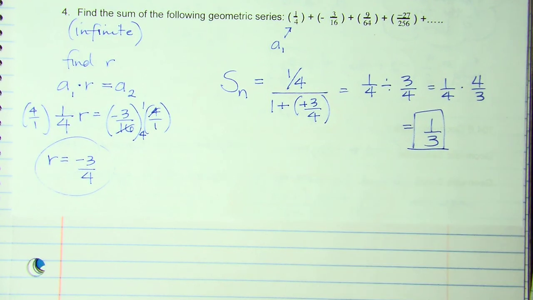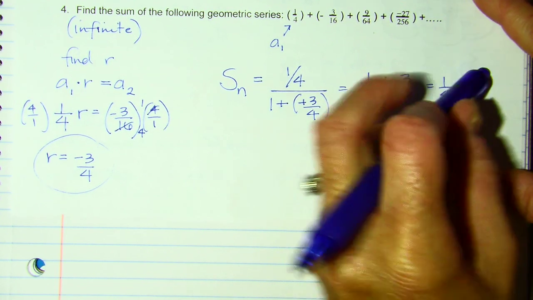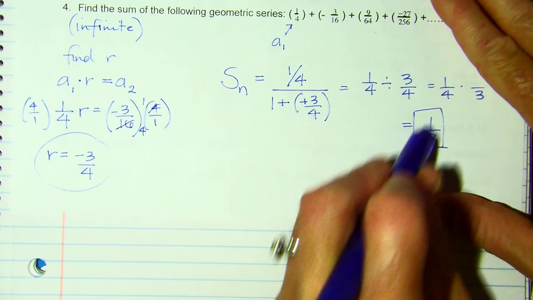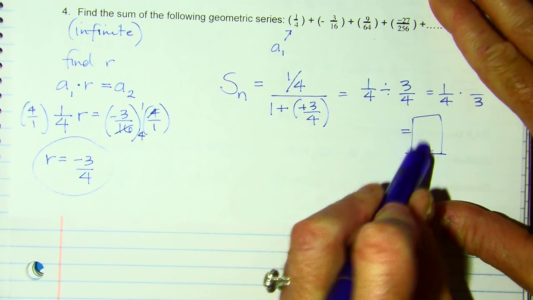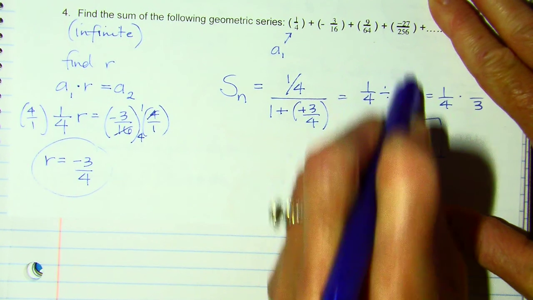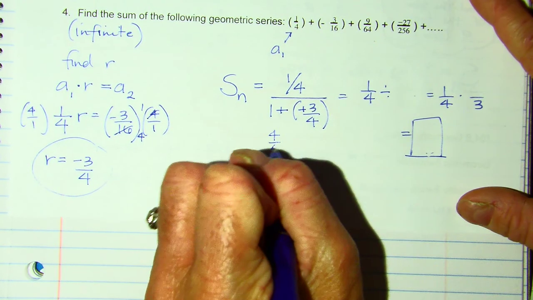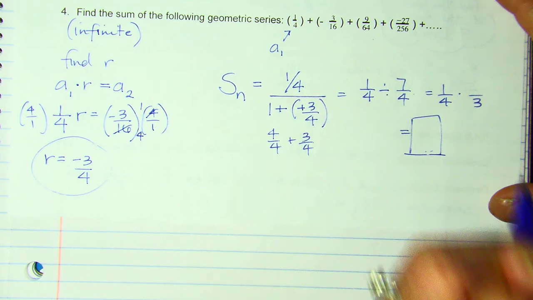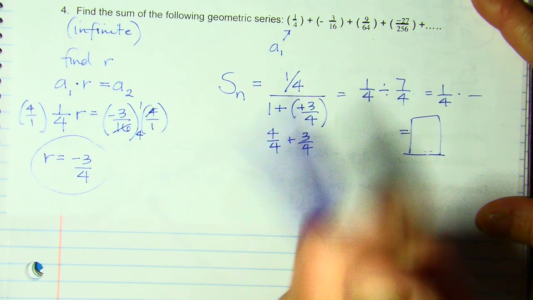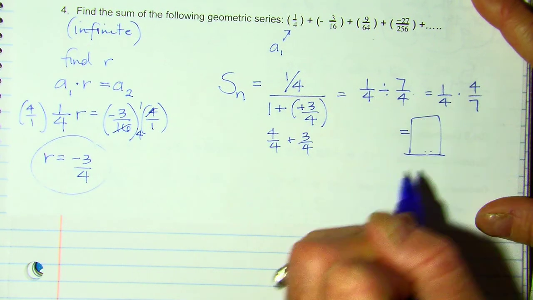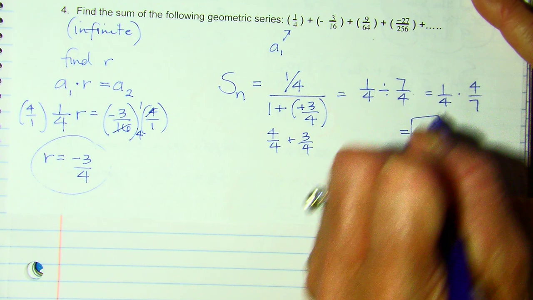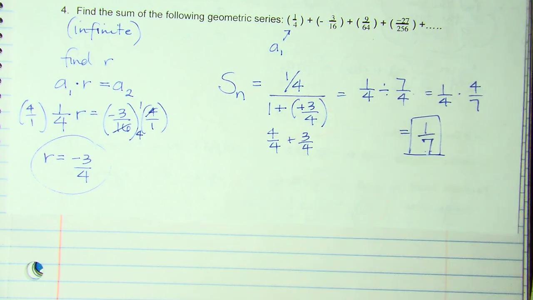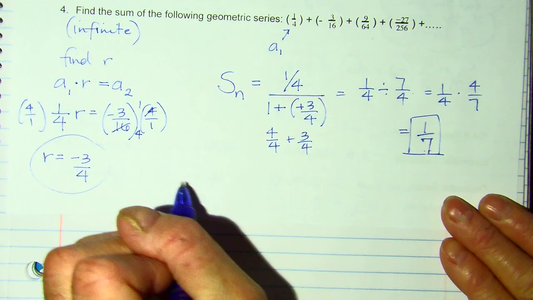Let me make sure I did that right. I'm looking at that. That's not right. This becomes 4 over 4 plus 3/4. That's 7/4. So if I flip that over, that becomes 4 over 7. So my answer, these cancel, is 1/7. Whew, that is a lot.